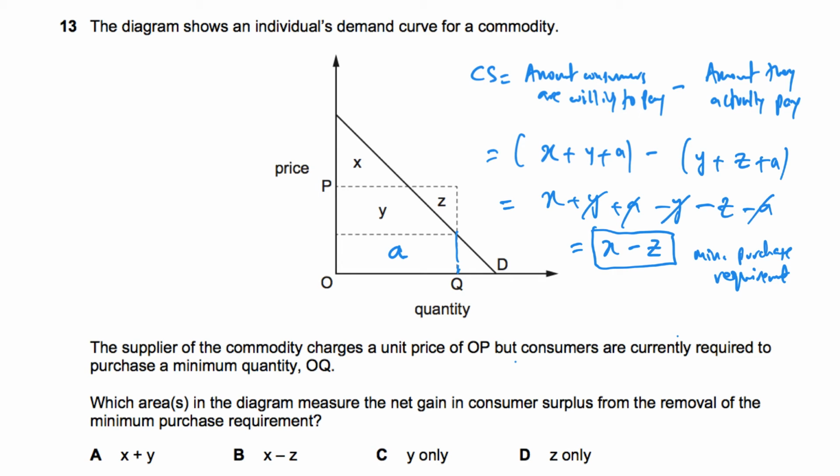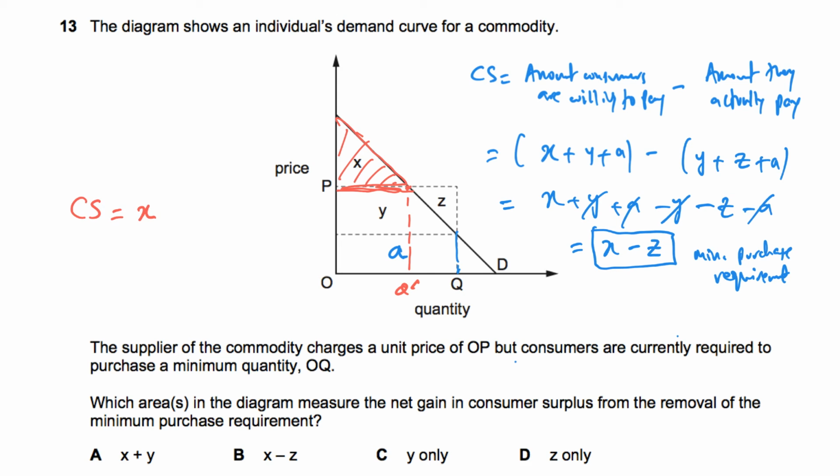Okay, now let's find out what's the consumer surplus when there is no minimum purchase requirement. Well, if there is no minimum purchase requirement, then the consumer will only be buying at this price P some quantity like Q dash, and his consumer surplus will be basically the area under the demand curve above the market price, or this region, right? So his consumer surplus will actually be X.